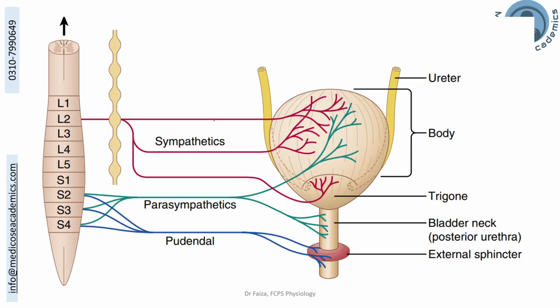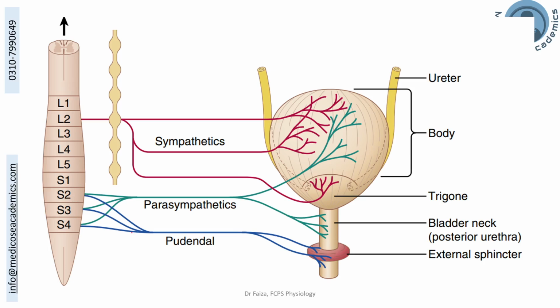This is showing the innervation of the bladder. As you can see, from the thoracolumbar region are coming the sympathetic fibers which are supplying the body of the bladder as well as the trigone portion, whereas the parasympathetic fibers from the sacral segment of the spinal cord are supplying not only the body but also the bladder neck and posterior urethra portion.